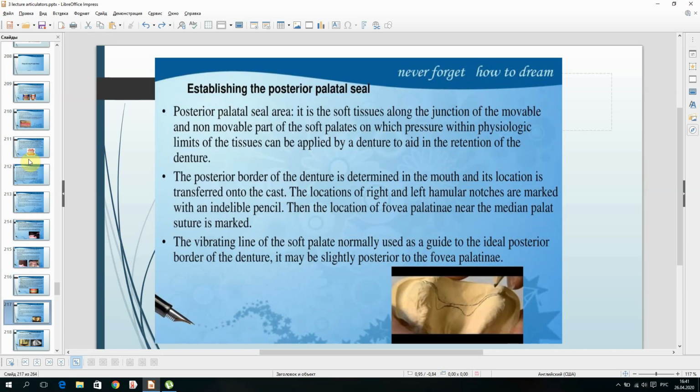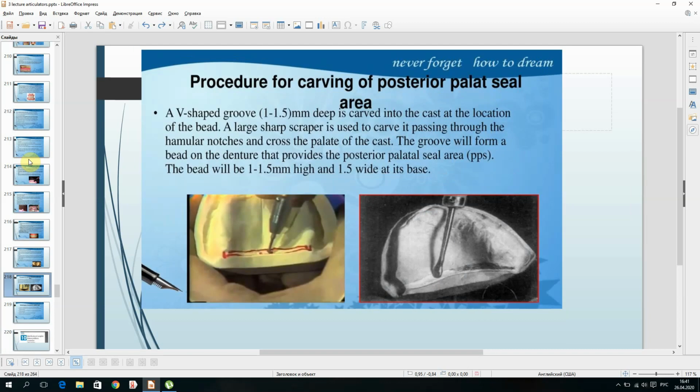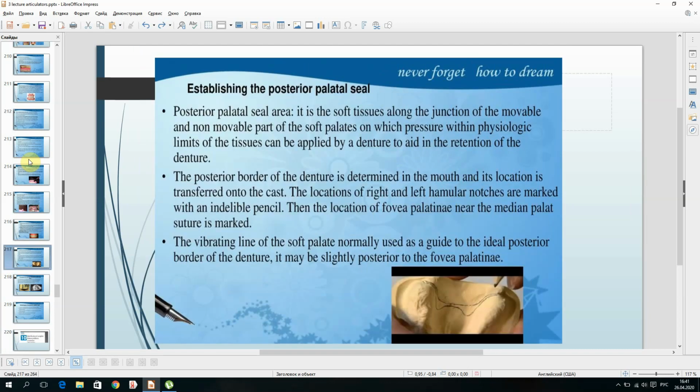Establishing the posterior palatal seal. Posterior palatal seal area: it is the soft tissues along the region of the movable and non-movable part of the soft palate on which pressure, within physiologic limits of the tissues, can be applied by a denture to aid in the retention of the denture.